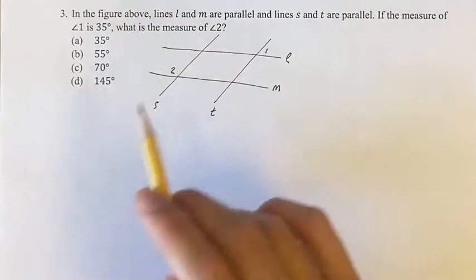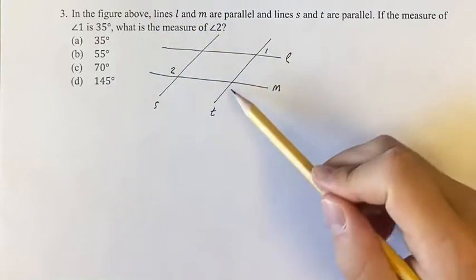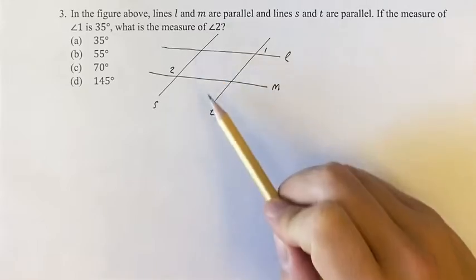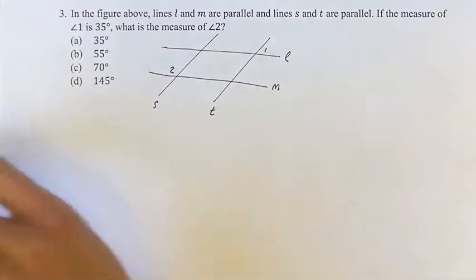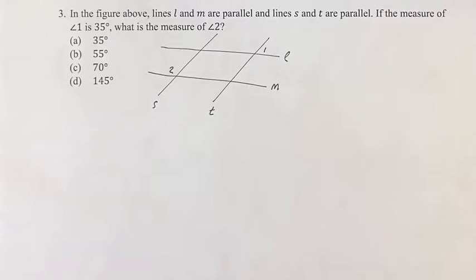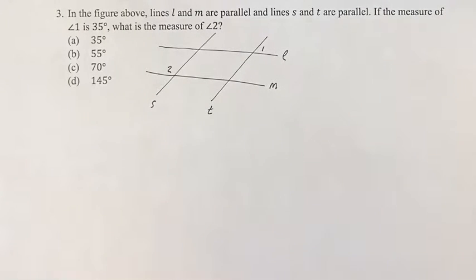In this problem, we're given lines L and M are parallel lines, and lines S and T are parallel lines. And given that the measure of angle 1 is 35 degrees, we're asked to find the measure of angle 2. So the first thing we're going to do is use corresponding angles to find a couple of angles on our way to finding angle 2.